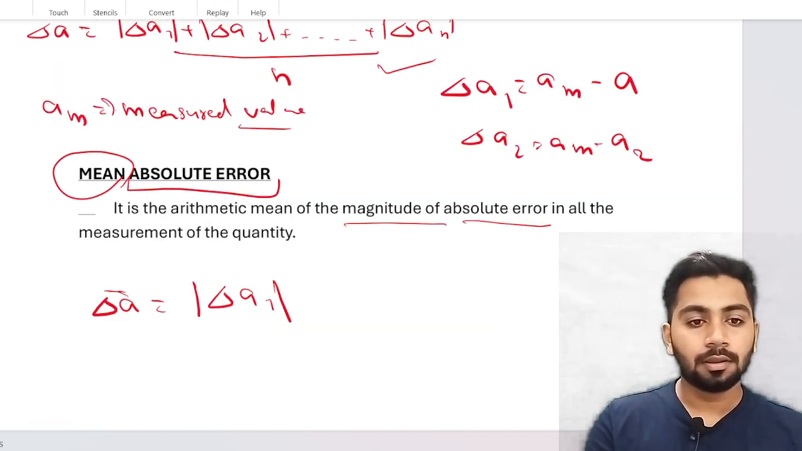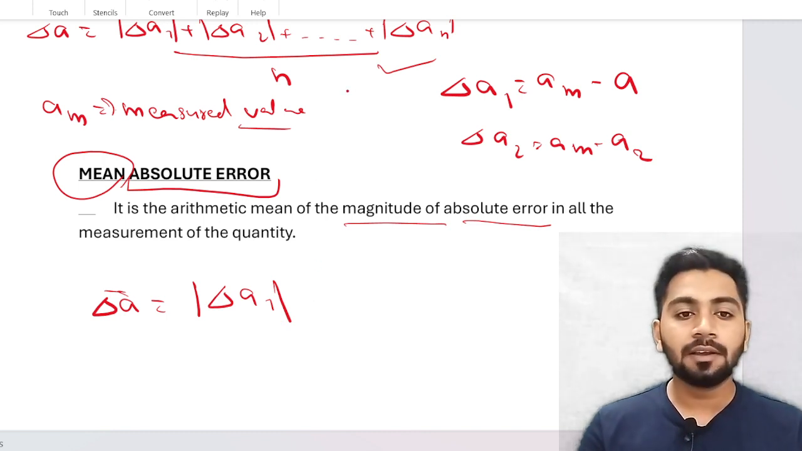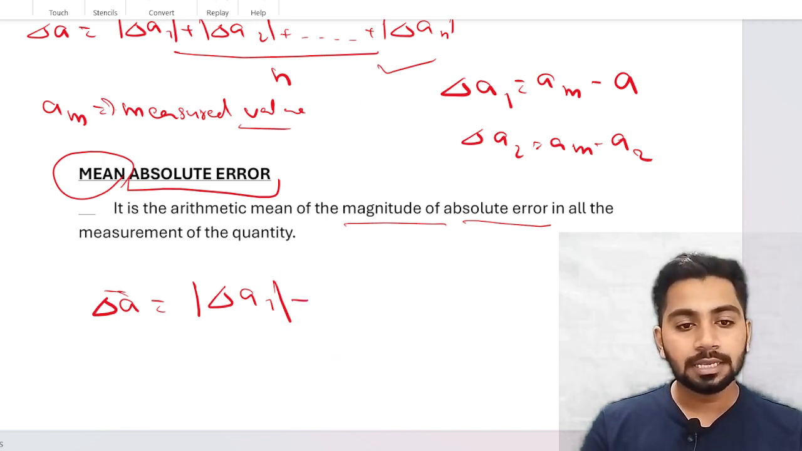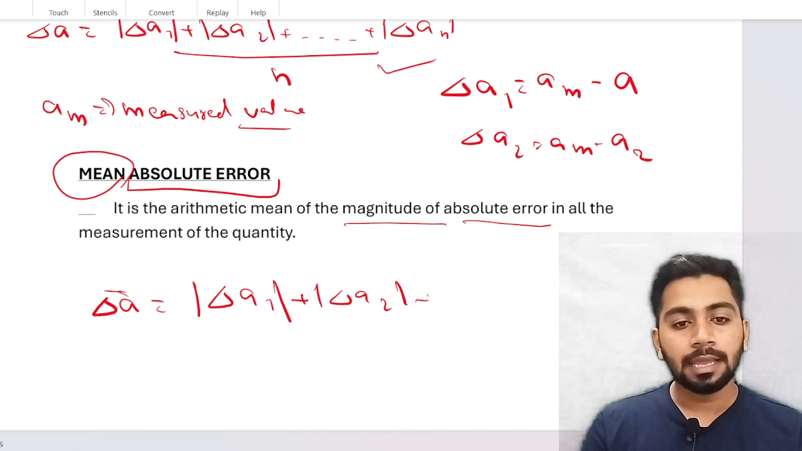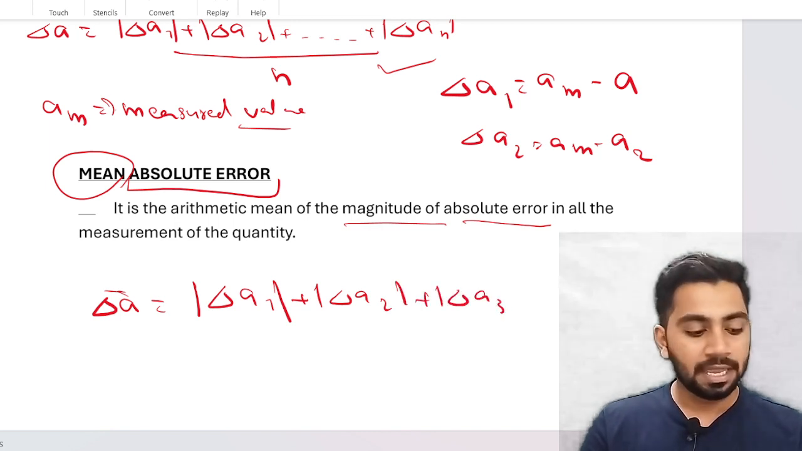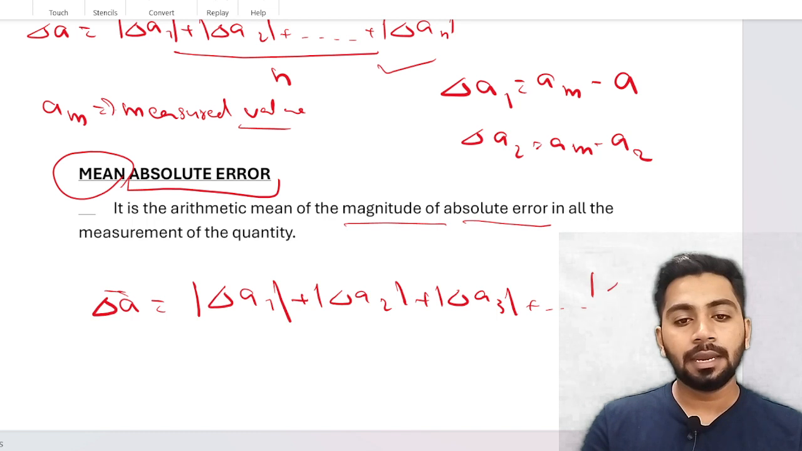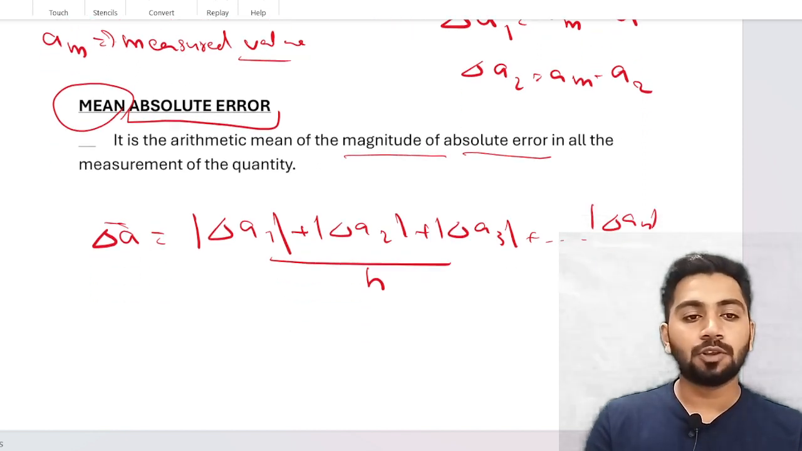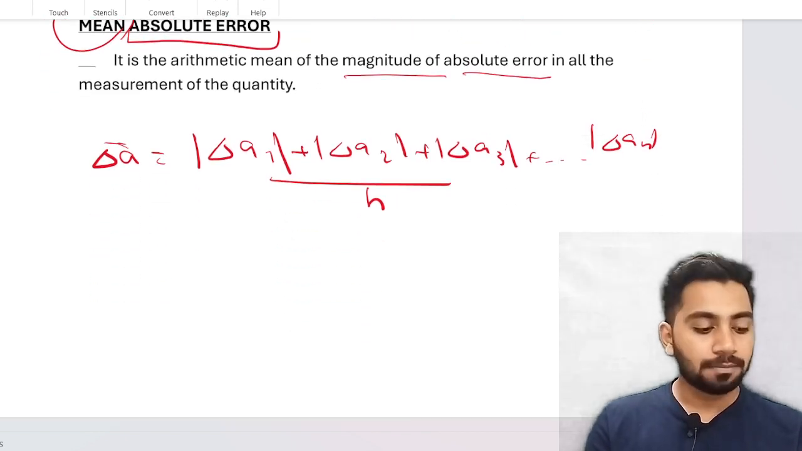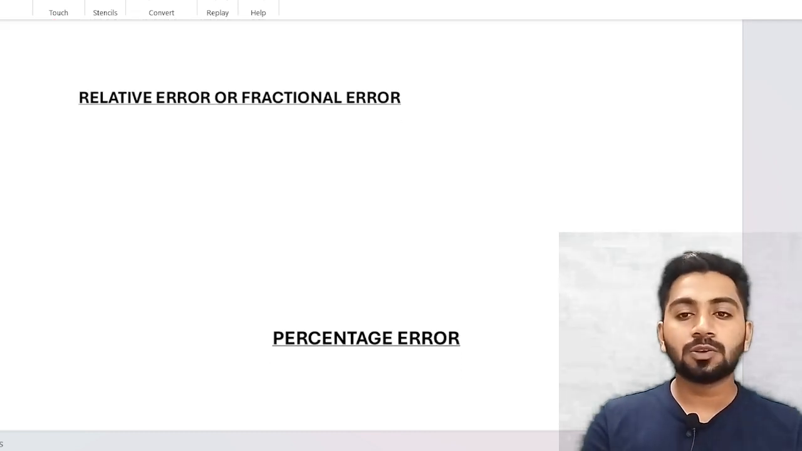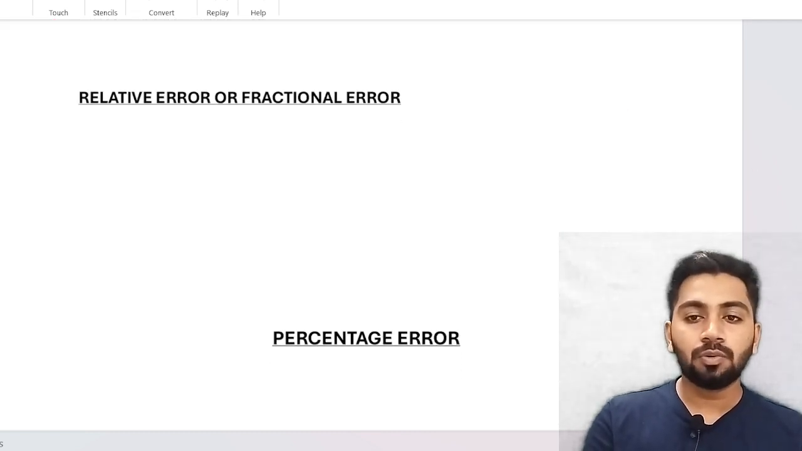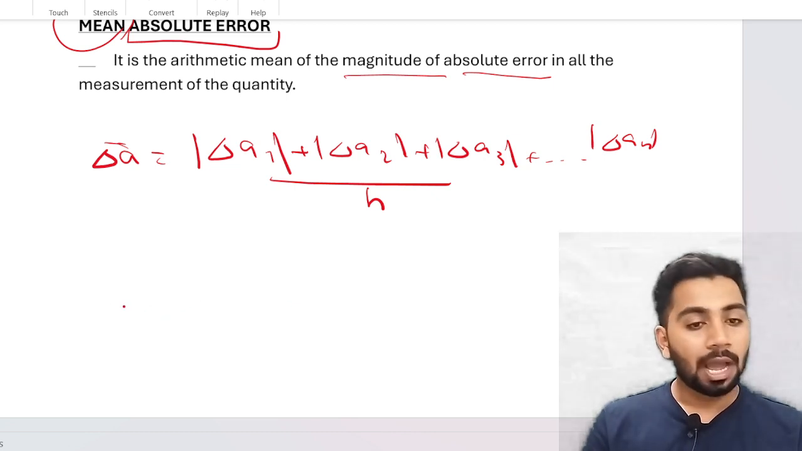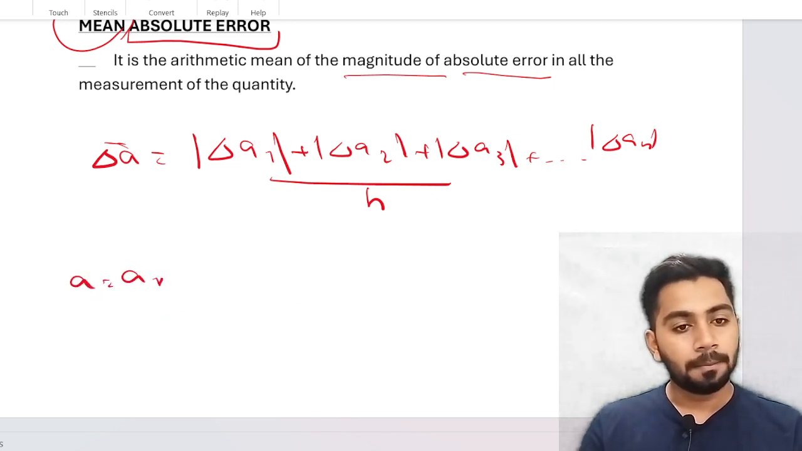Now, mean absolute error. It is a mean of this one. You are doing one experiment n number of times and taking the mean. That's it. Mean of that experiment. It's called mean absolute error. The name itself is telling: mean of absolute error. Clear? This also is the same. It is up to maximum and minimum.